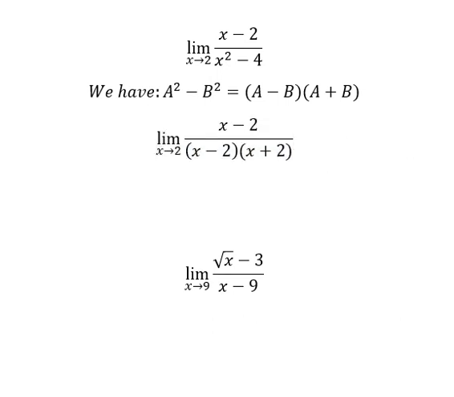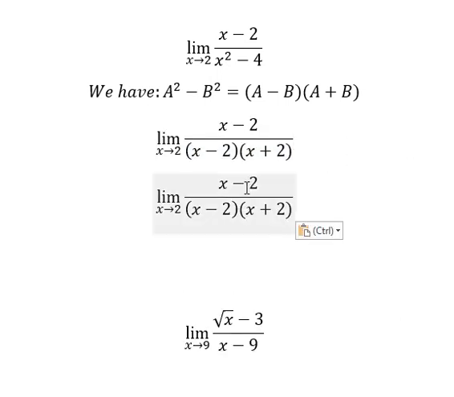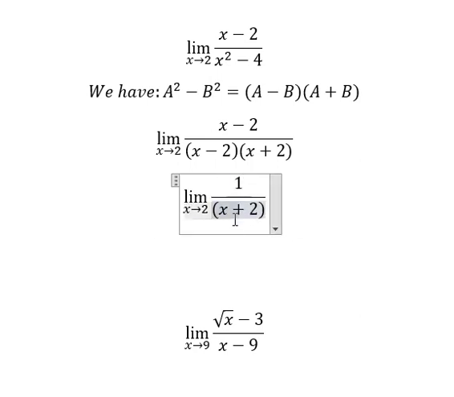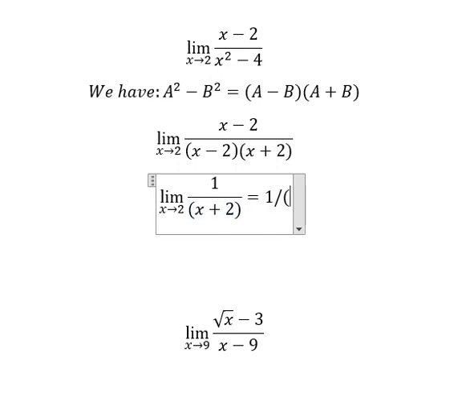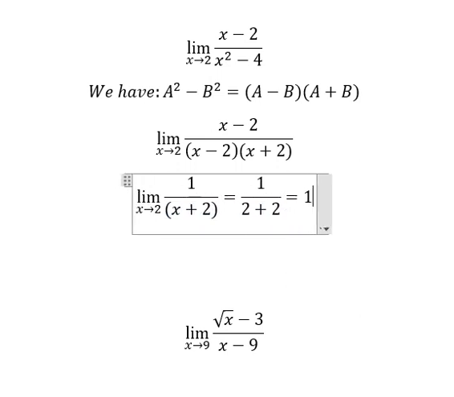Next, we simplify s minus number 2 in the numerator and denominator. Now we put number 2 in here, and we have 1 over 4.